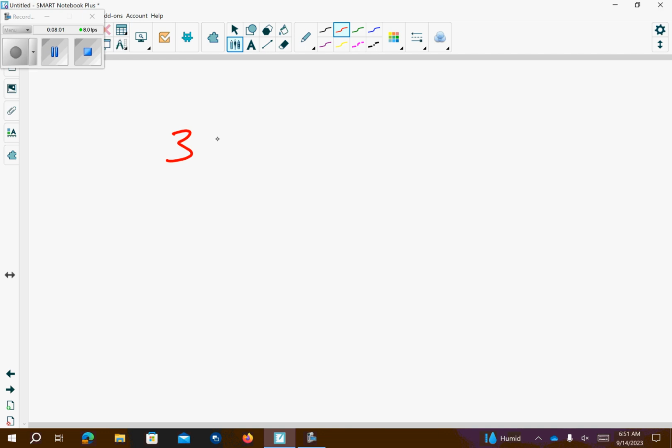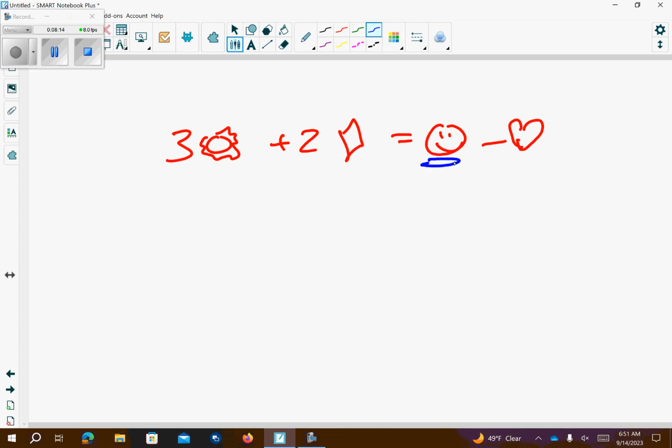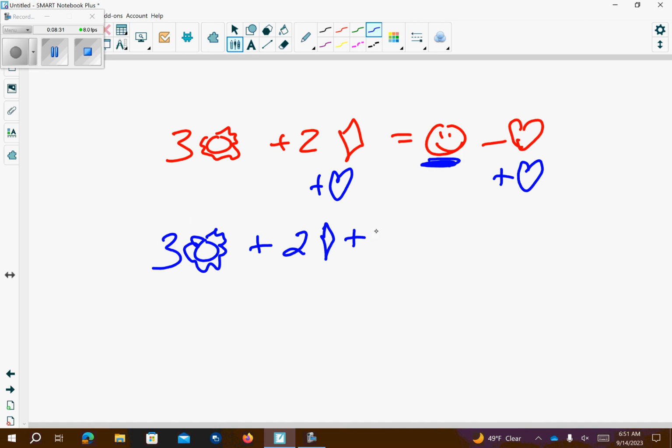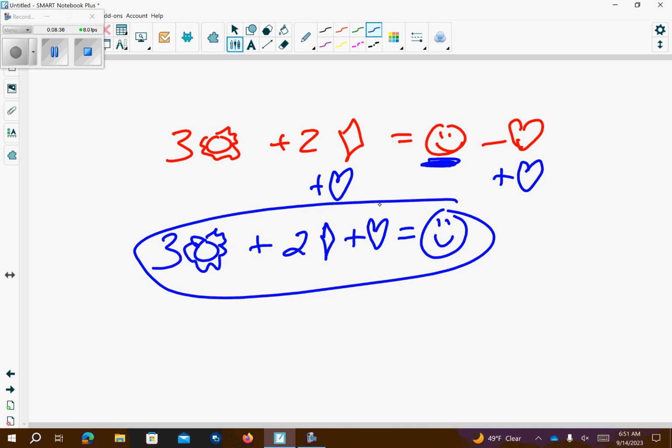Okay, so now I have 3, my favorite, my little sun, plus 2 diamond equals smiley face minus heart. Okay, I want to solve for smiley face. Okay, well, all I have to do is add heart to both sides. So I get 3 sun-looking thing plus 2 diamond plus heart is equal to smiley face. And there's our answer. So these look a little bit goofy, but we should kind of figure it out.